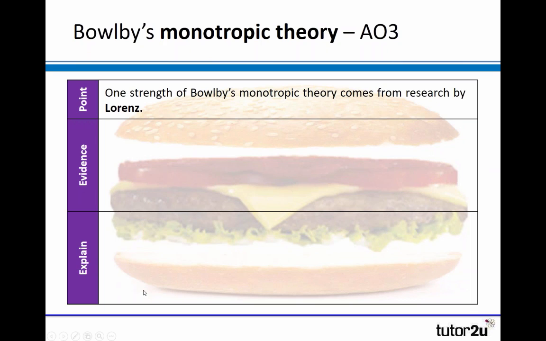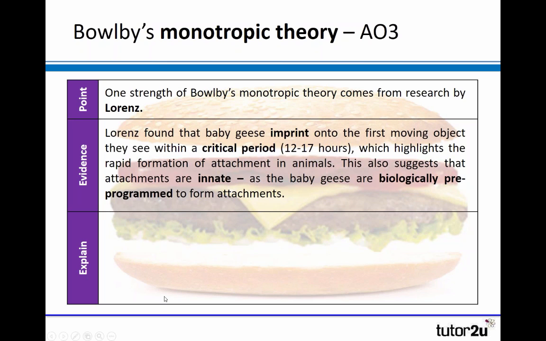I'm going to say that one strength of Bowlby's monotropic theory comes from research by Lorenz. I'm just stating my point. Okay. I'm then going to bring in my evidence. I'm going to say what Lorenz found. So Lorenz, which is the baby geese study, found that geese imprint onto the first moving object they see within a critical period. Okay, which different books again say different times, but roughly 12 to 17 hours. And this highlights that animals form attachments really, really quickly.